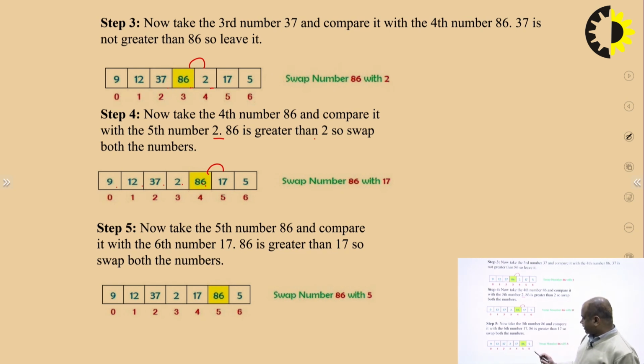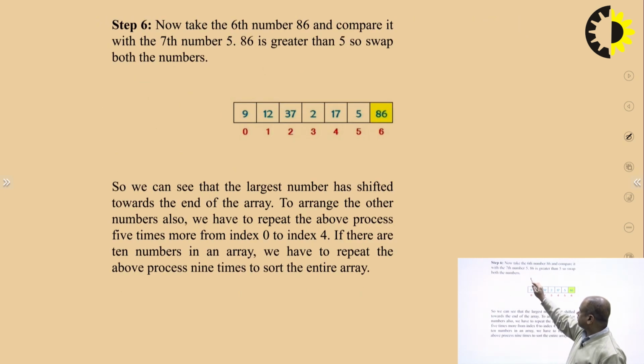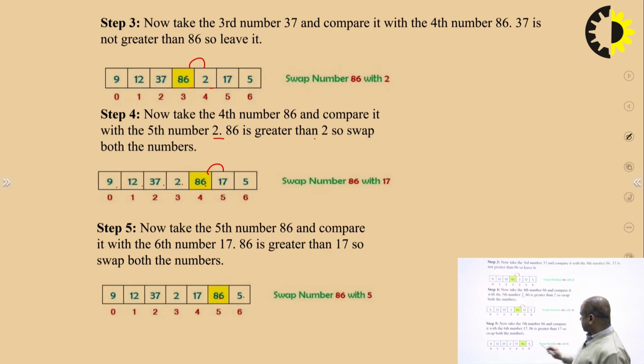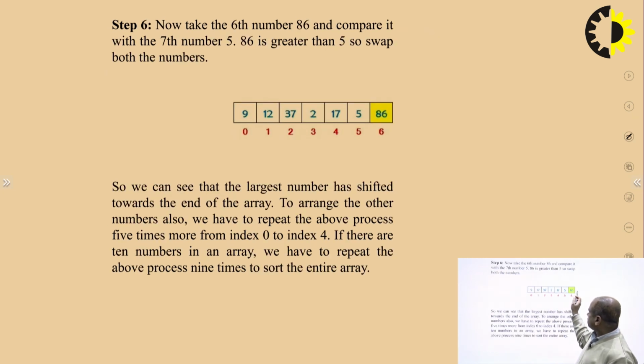So in the next step we are going to compare 86 with 5. 5 is smaller than 86. So in this step we are going to swap these two elements. Now the new array will be formed: 9, 12, 37, 2, 17 and 5, and 86, the largest element, we have bubbled out. One element is bubbled out in pass 1.